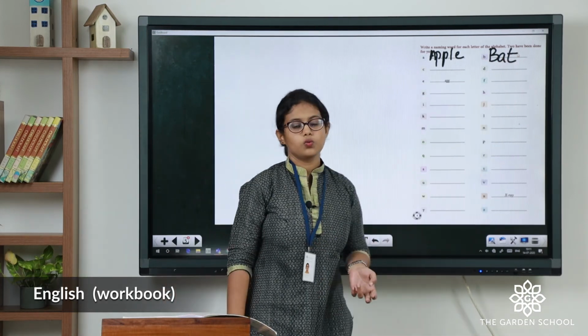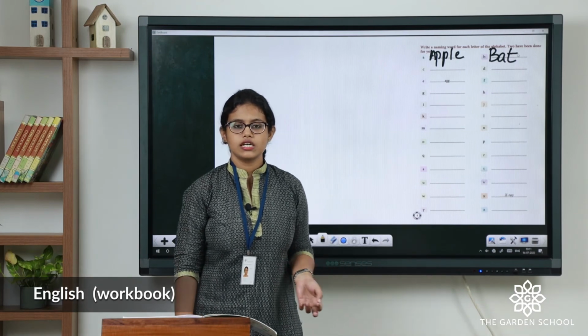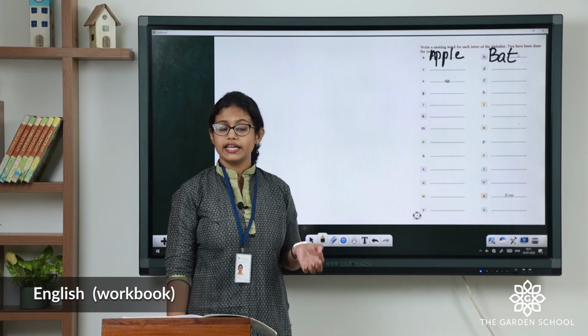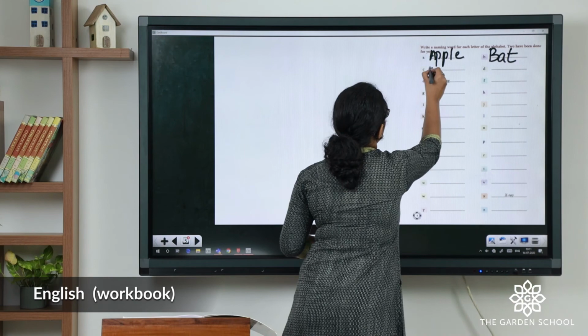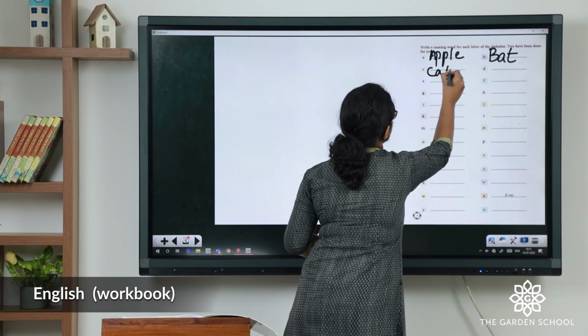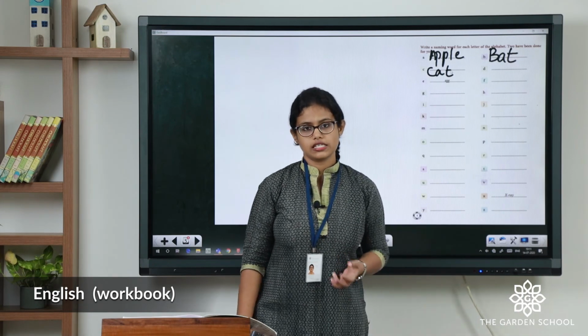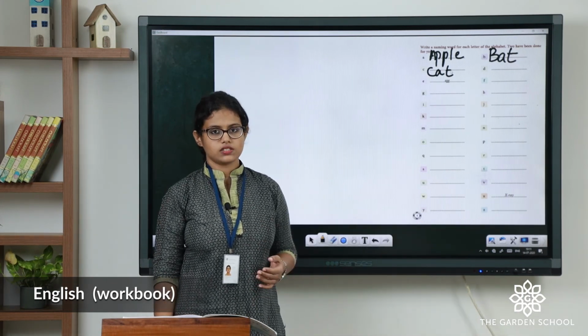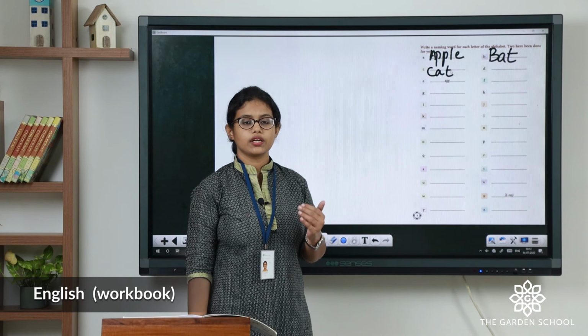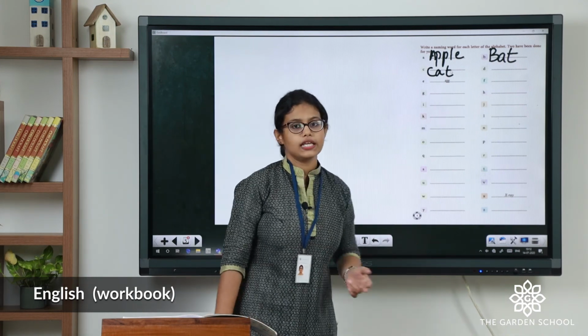Let's do one more. What about C? Can you say a word that starts with C? Cat. C-A-T. So like that, you can do till letter Z. So you can mark this as an activity and you can write naming words for all the letters.